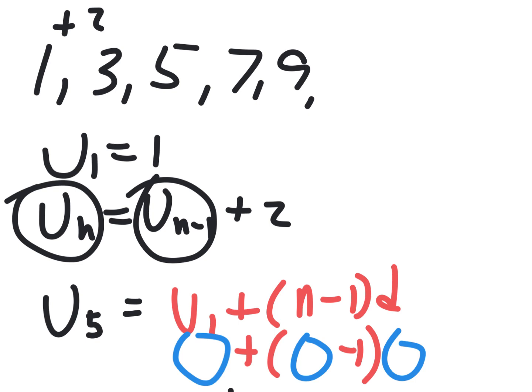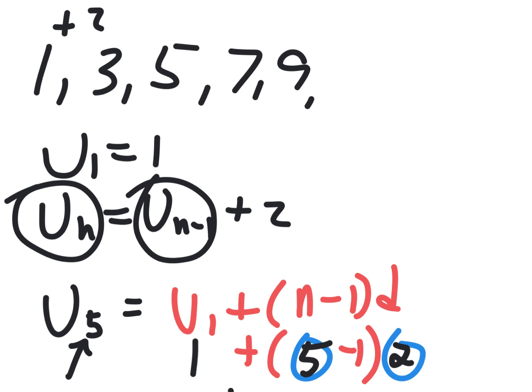Sonora, what is u sub 1? Okay, it's just the first term. Don't overthink this. So it's what? It's 1. And n is which term we want. Well, I said u5, so that means we want the 5th term, so that's a 5. And then the last thing is d. Vivian, do you know what the common difference is here? Plus 2. We're adding 2 each time, so we put a 2 here.